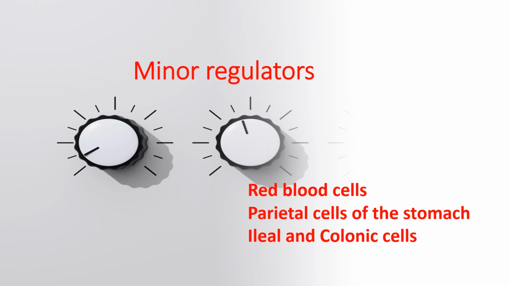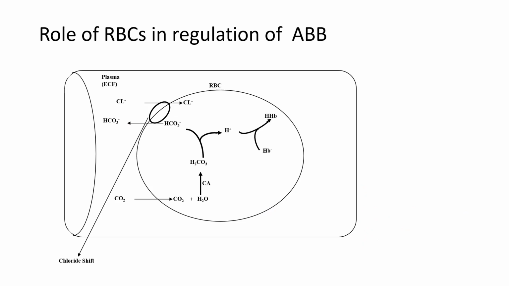Some of the commonest minor regulators of acid-base balance discussed in this lecture include red blood cells, parietal cells of the stomach, and ileal and colonic cells of the small and large intestine. The red blood cell contributes to the regulation of acid-base balance essentially in two ways. The first is by contributing to the bicarbonate pool in circulation, and the second is by mopping up the excess hydrogen ion by hemoglobin, which is in the red blood cells. I'm going to explain the process using this diagram.